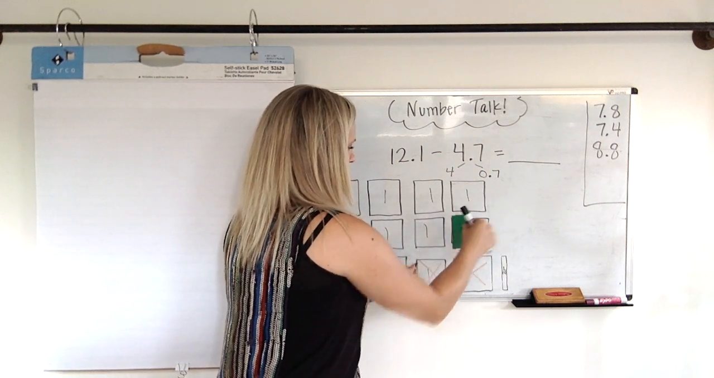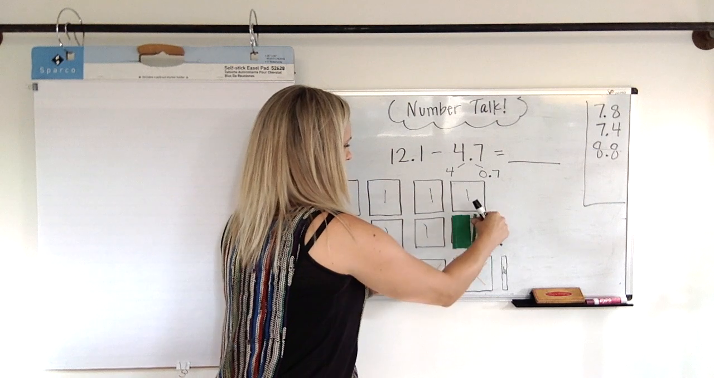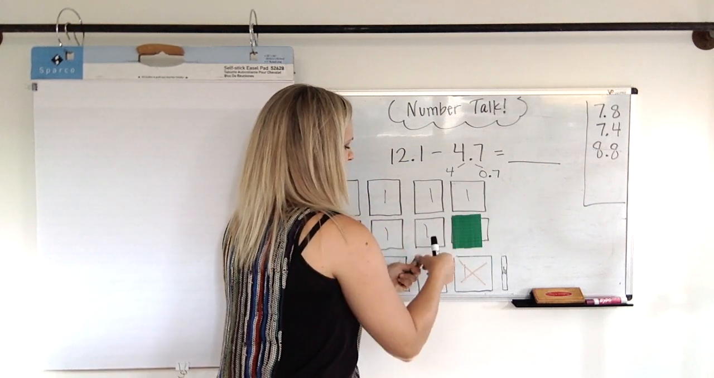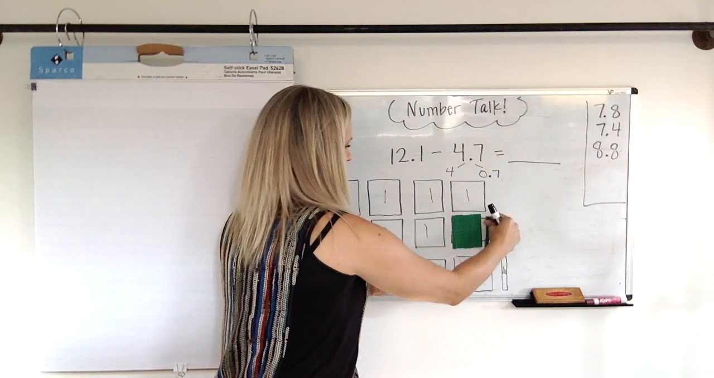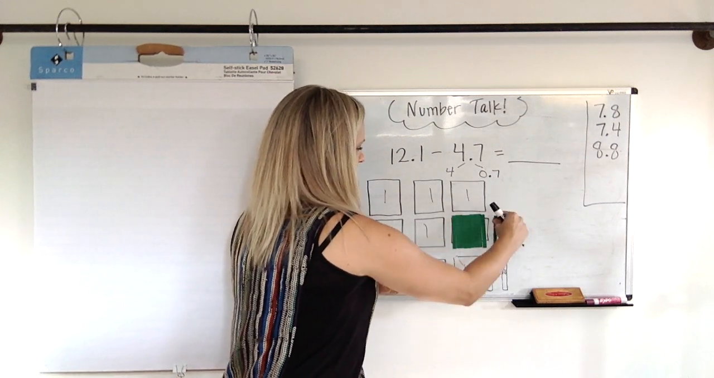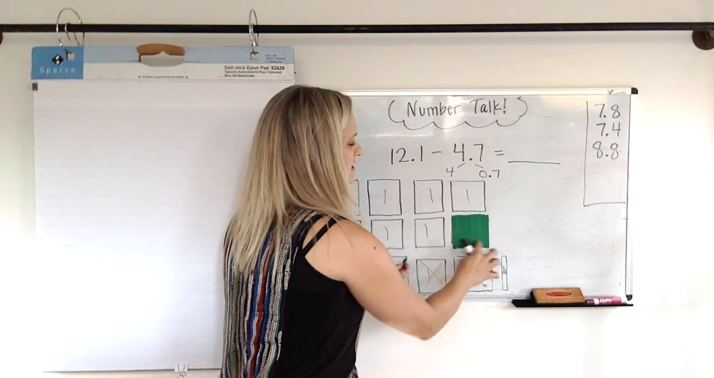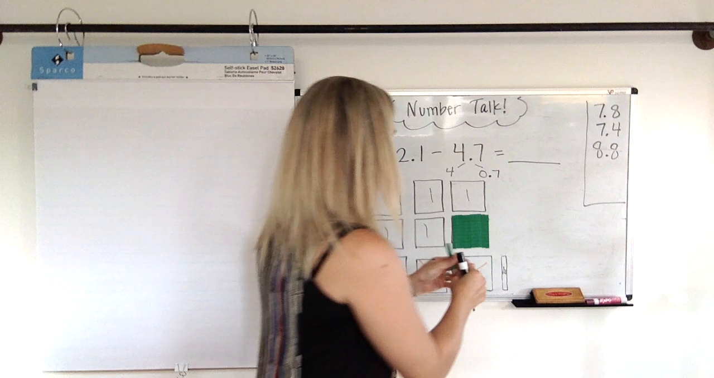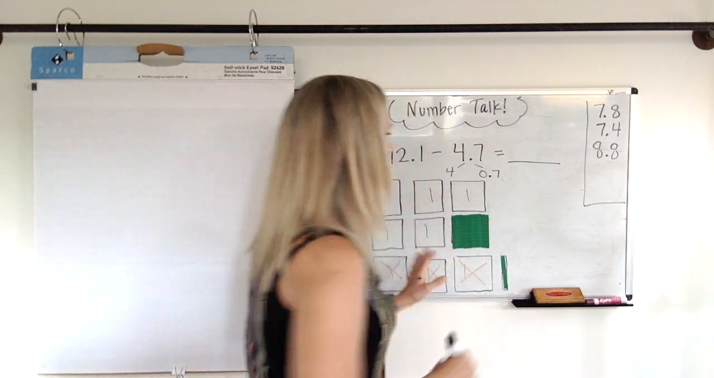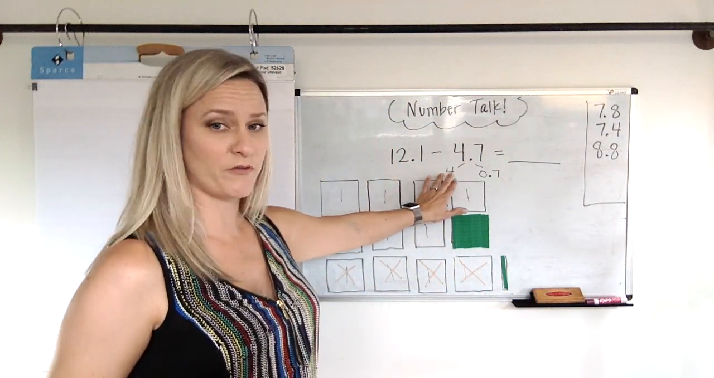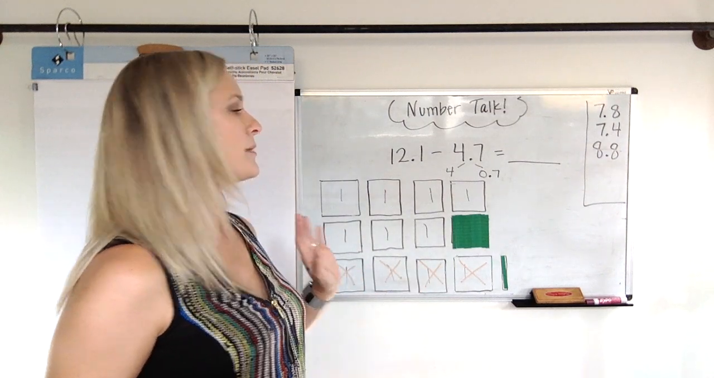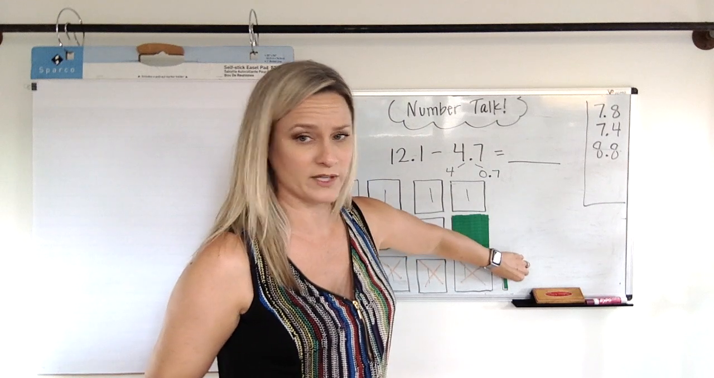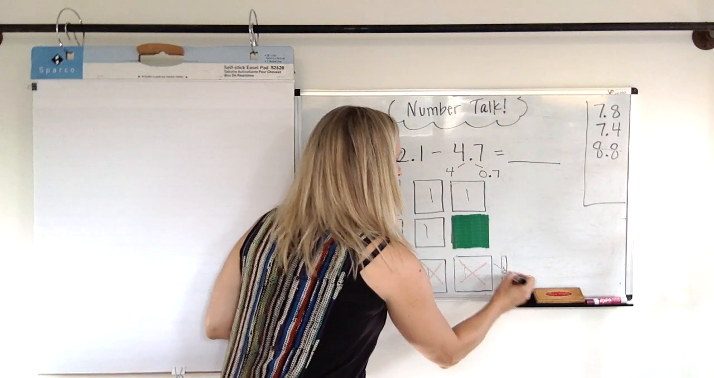4, 5, 6, 7, 8/10, 9/10, and 10/10, right? So that makes one whole. 10/10 makes one whole. And then also we've got this 1/10 right here. So we've already taken off the 4. 1, 2, 3, 4. But now we have to take off 7 more tenths. So we can just get rid of this one, right? So this one's out. That's 1/10 gone.